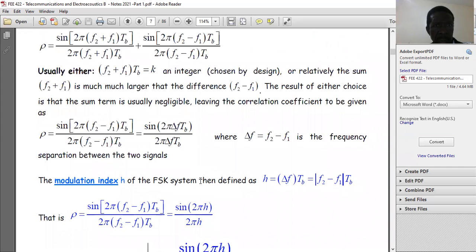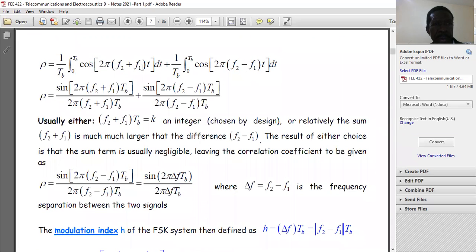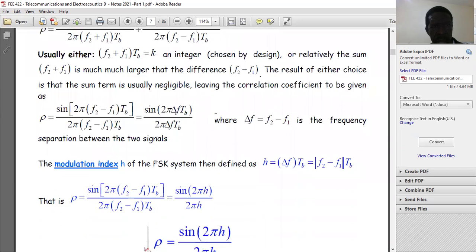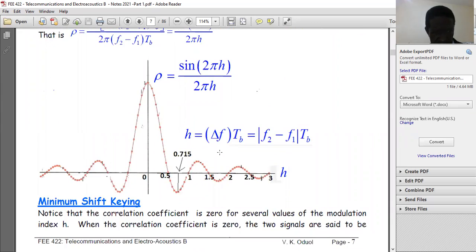Normally what happens when you do this integration that we had up here, you will get two values, f1 plus f2 and f2 minus f1, or f1 minus f2. And we are saying here that you can either make f1 plus f2 an integer, or you can make f1 plus f2 very, very high compared to f2 minus f1. And so what then happens is that the term that matters is the one that comes from the difference.